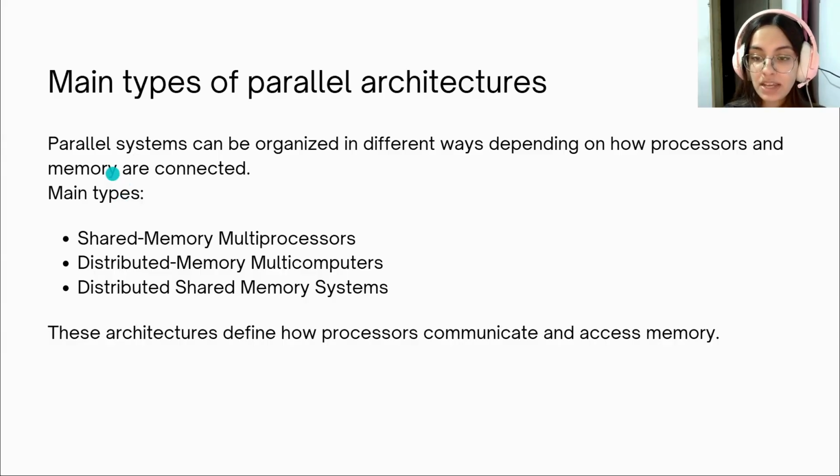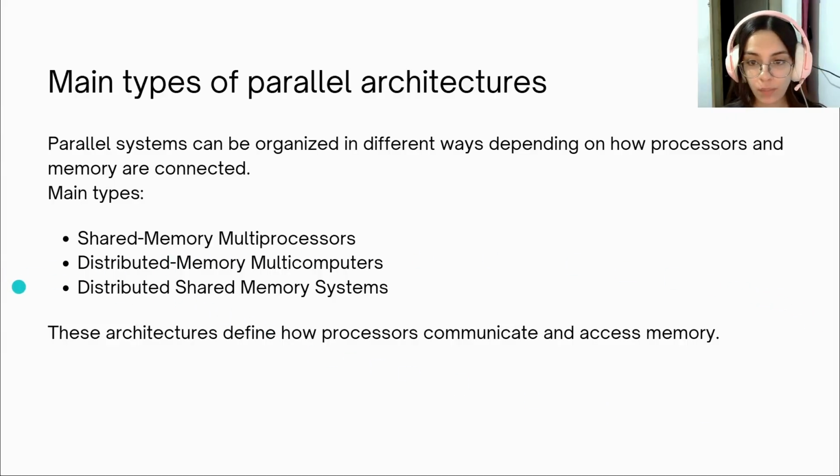Another type is the distributed memory multicomputer architecture. In this case, each processor has its own local memory, and processors communicate with each other through a network using message passing. This architecture is highly scalable and it's commonly used in clusters and supercomputers.